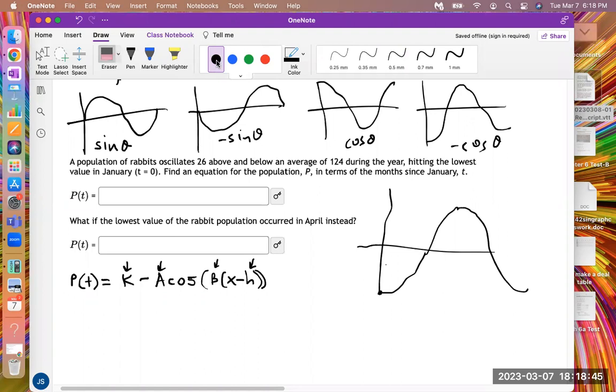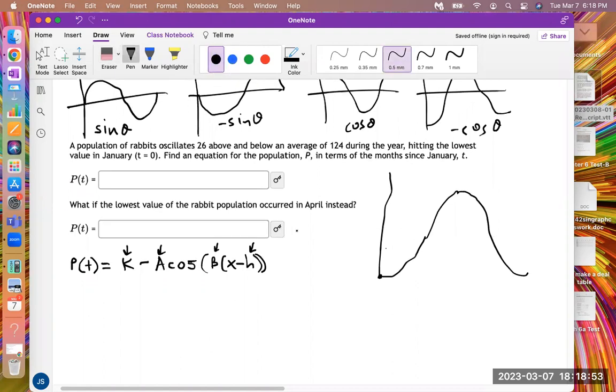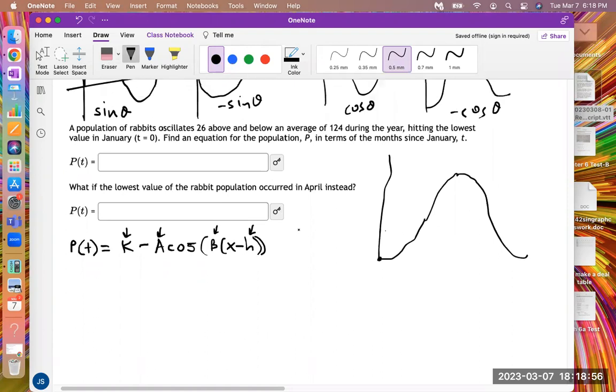Now we need to find the midline. The midline is the line which it's oscillating above and below. It's saying it's going 26 above and 26 below this line of 124. So that is our midline, which is also equal to k, 124.